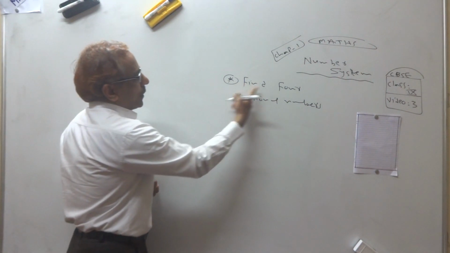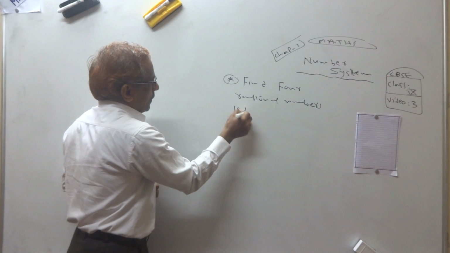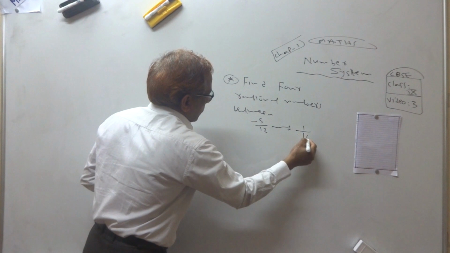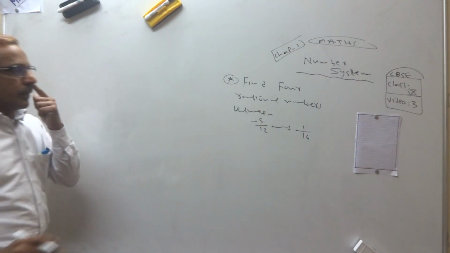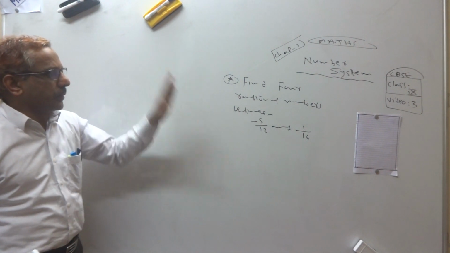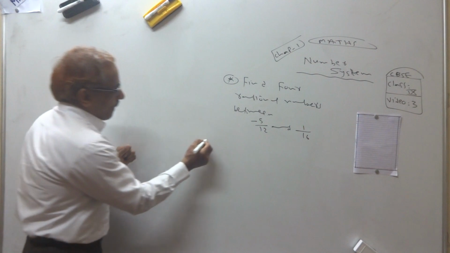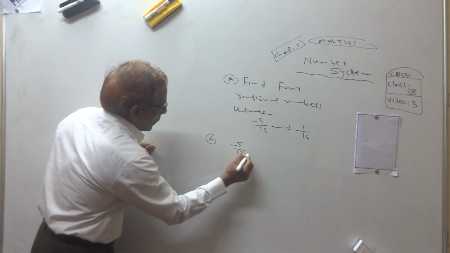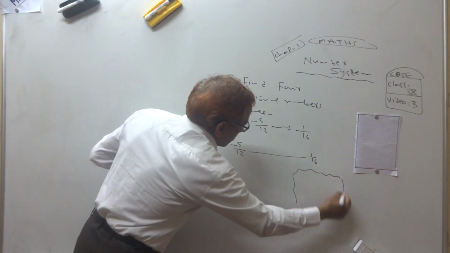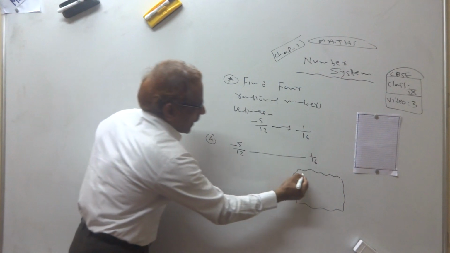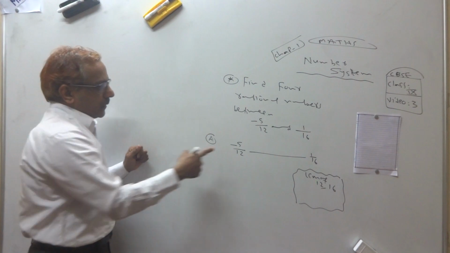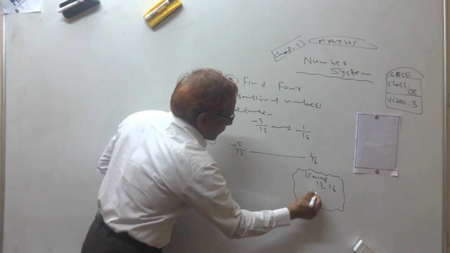Before that, find 4 rational numbers between -5 by 12 and 1 by 16. So how do we find any 4 rational numbers between 2 rational numbers? We have done this type already. We first find the LCM of 12 and 16. What is the method? We find the LCM of 12 and 16.